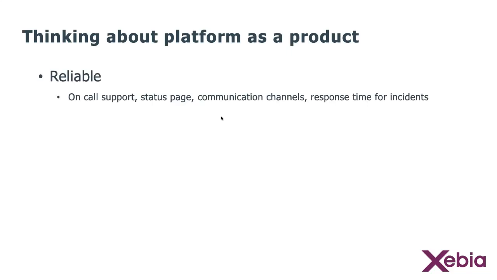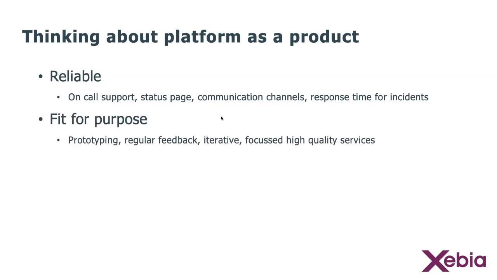So when we say platform as a product, you have to ensure it is reliable. When we say reliable, you have to ensure that there's an on-call support, there's a status page, you have to have a communication channel and response time for the incidents. You have to ensure it is fit for the purpose, which means that it enables quick prototyping, it gives you regular feedback, you are iteratively improving it, and you have few focused high quality services. So you don't have to support all the services in the ecosystem. You can say that our platform supports two databases, MySQL and probably MongoDB, and one caching source. So you have to support few services, but they have to be high quality.